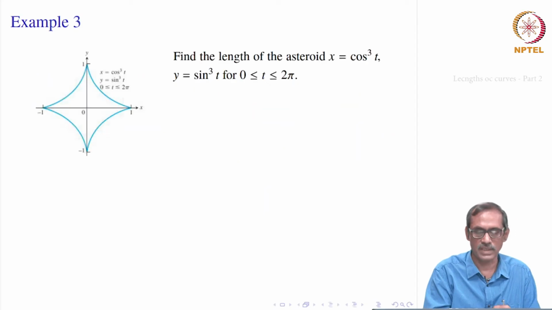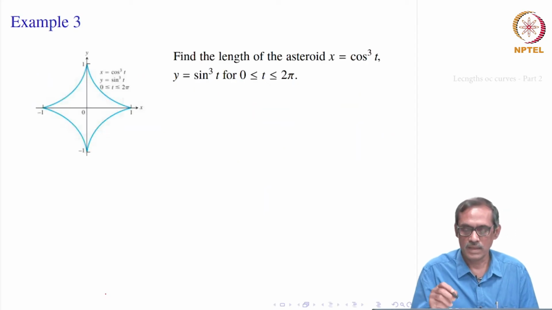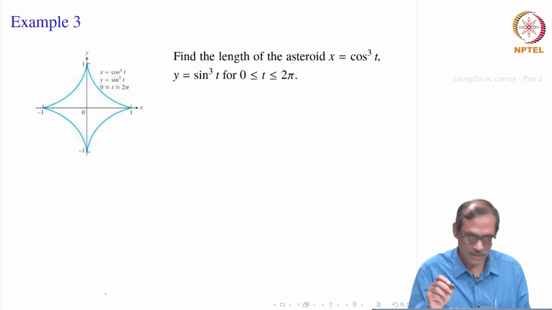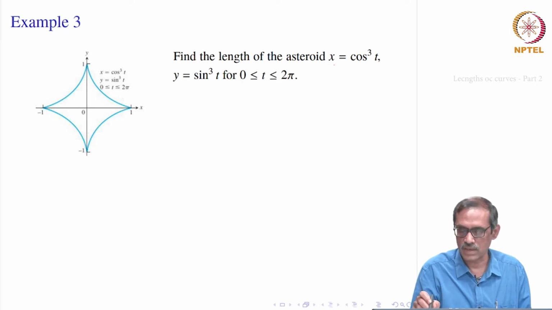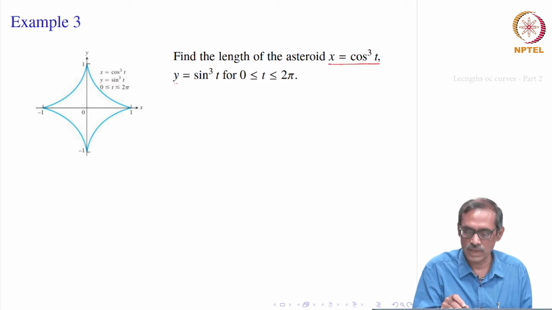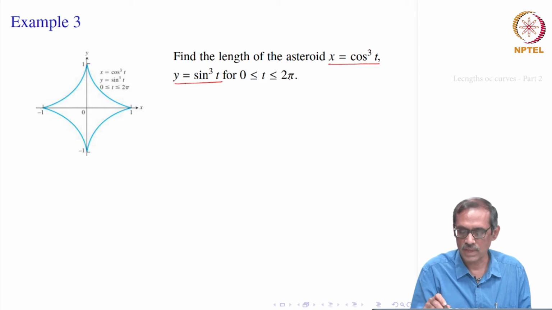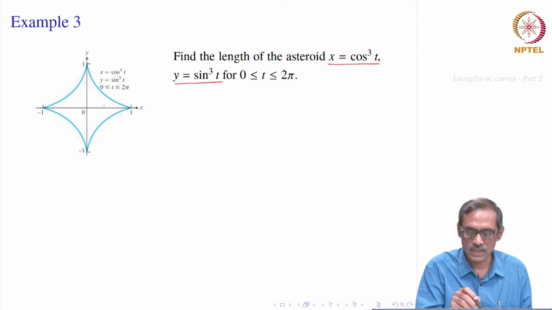Let us take one more example. Here we want to find the length of the asteroid. Its name is asteroid, which is given in parametric form x equal to cosine cubed t, y equal to sine cubed t, where t varies from 0 to 2 pi. If you plot it, it looks something like this. It has four petals, one in each quadrant.